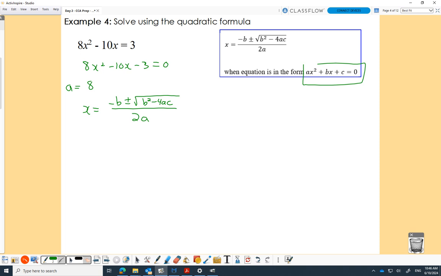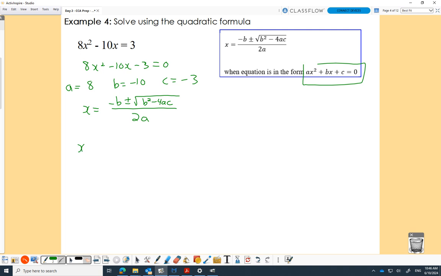As the chapters went on, we got more used to the idea that we're just using a to represent that first coefficient. B is that second coefficient. And C is that constant. So those three numbers, A, B, and C, can be picked right off of the formula. Now I'm just subbing them in.